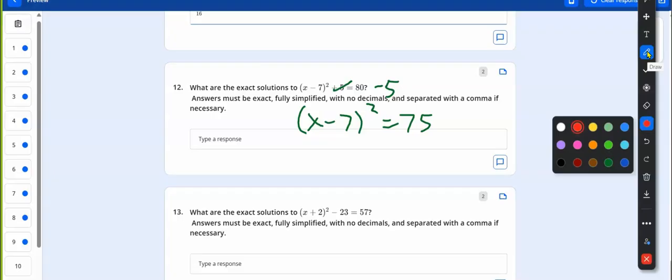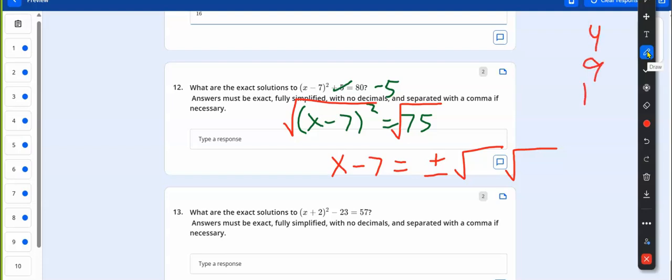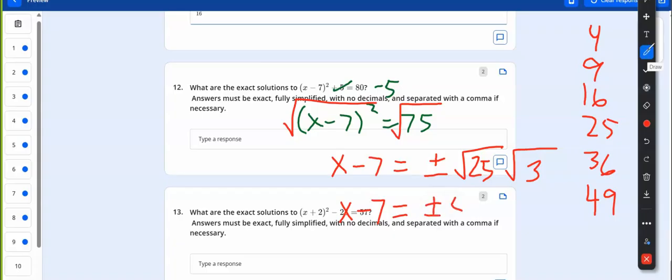Now what? Square root the x minus 7 squared, and the 75. So now I have positive and negative square root. Now, when you start looking at your list of perfect squares, what number in this list goes into 75 perfectly? 25. How many times? 3. You're correct. So now we have x minus 7 equals plus and minus 5 square root 3.